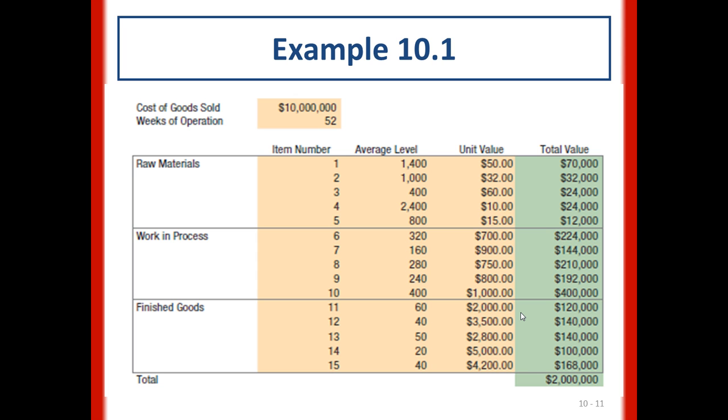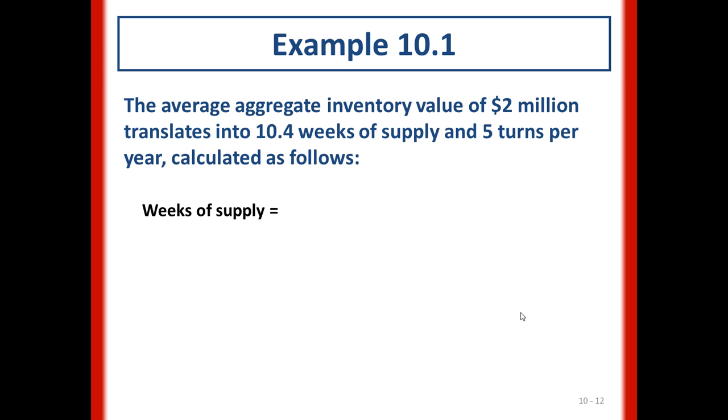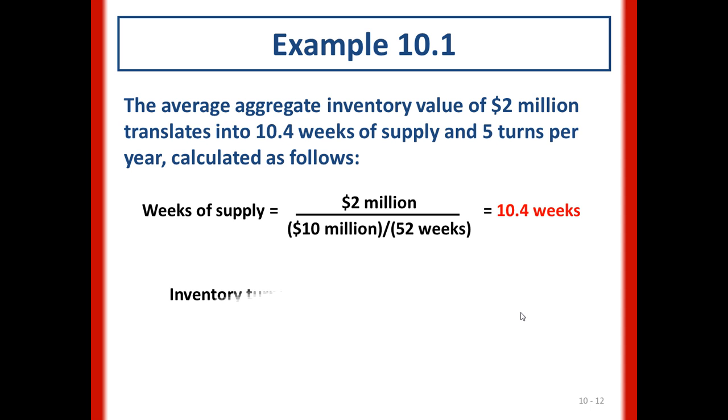The organization sells products for $10 million per year. The organization operates 52 weeks per year. Okay, week of supply equals average inventory divided by average sales per week. 2 million divided by 10 million divided by 52. So week of supply is about 10.2 weeks.